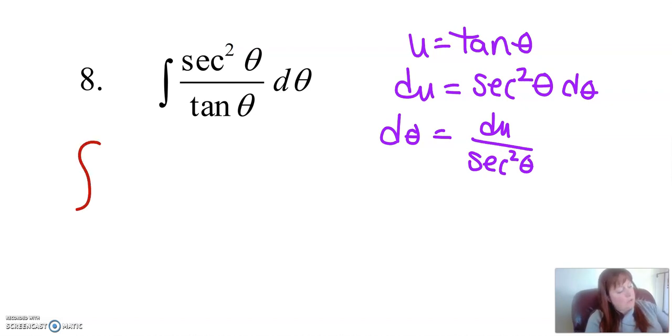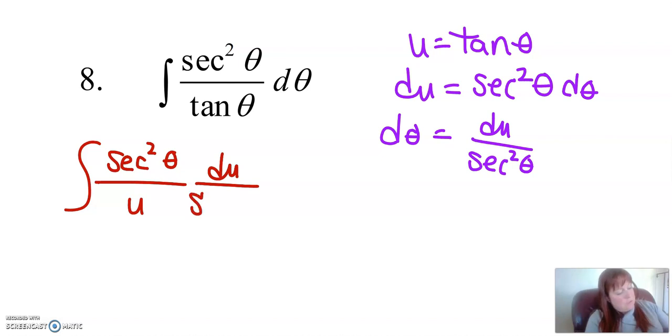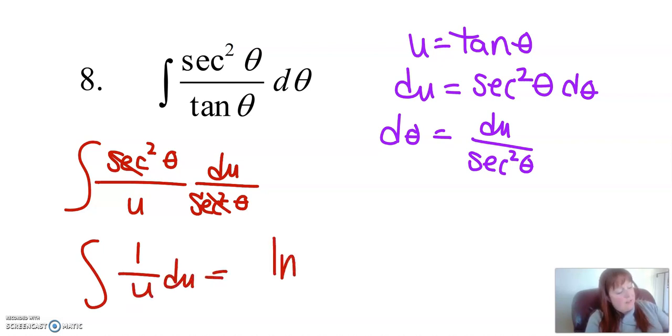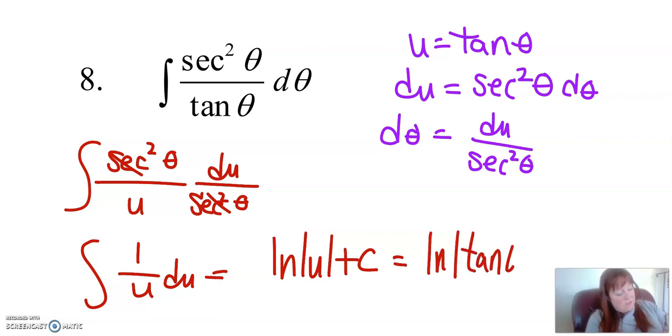So now we can go ahead and do our U-substitution. So we have secant squared theta over u du. Secant squared theta, those cancel out, and we end up with 1 over u du. Well, what's the integral of 1 over u? That equals ln of absolute value of u plus c. And what was u? Well, u was tangent theta, so that equals ln of absolute value of tangent theta plus c. And that's it.